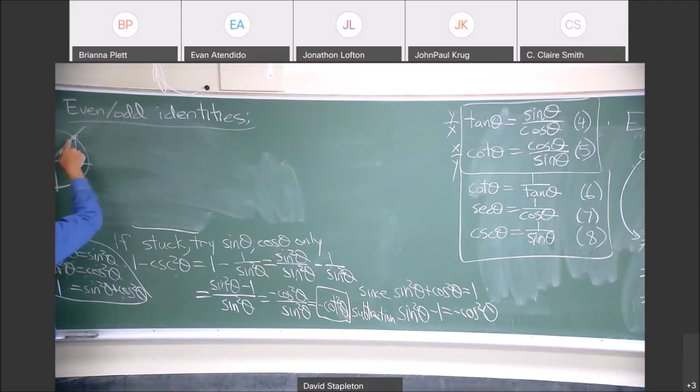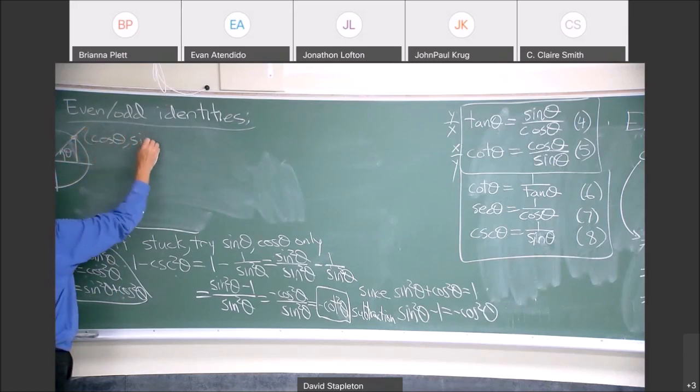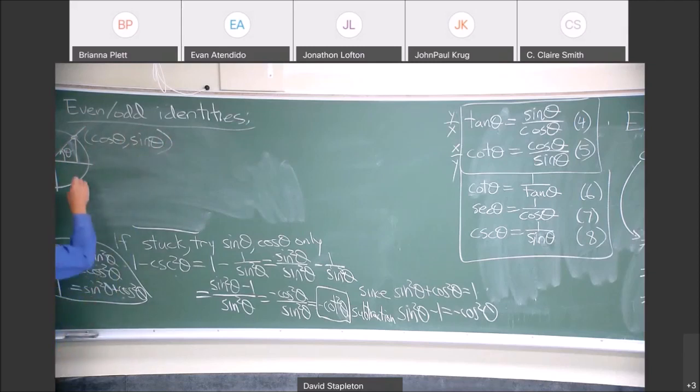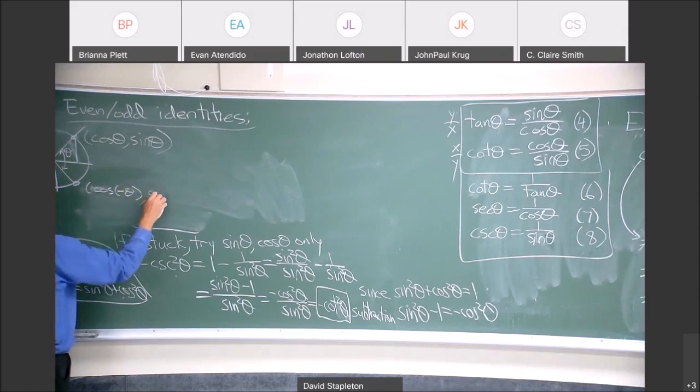The angle theta goes up to the unit circle. The intersection coordinates are cosine theta, sine theta. That's the way they're defined. What if I take minus that angle and go the other direction the same amount? Then the coordinates will be cosine of minus theta, because I just turned minus the angle, sine of minus theta.